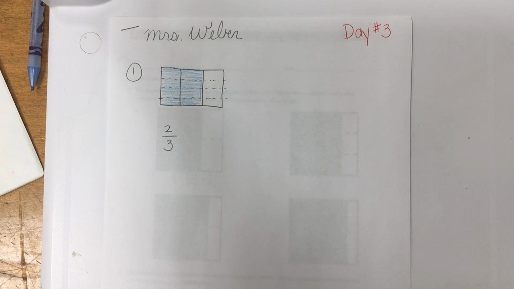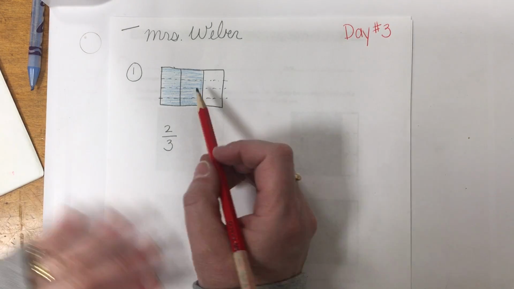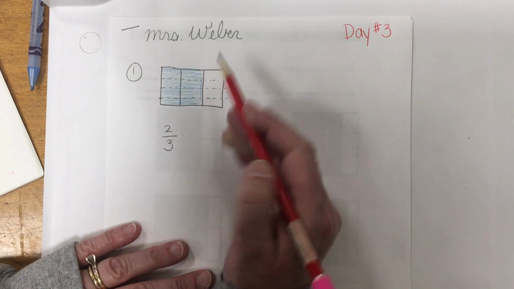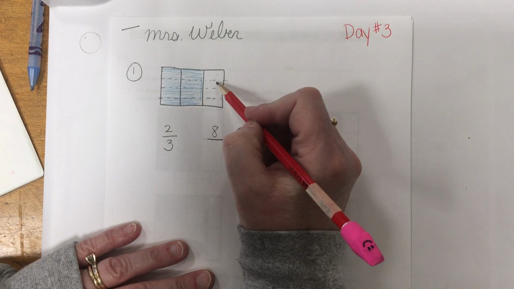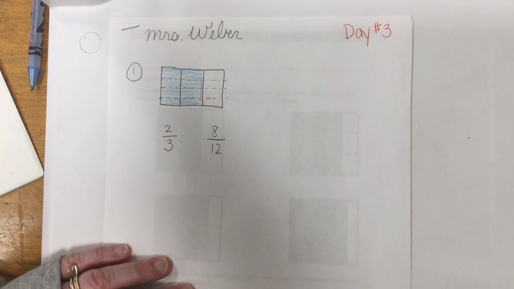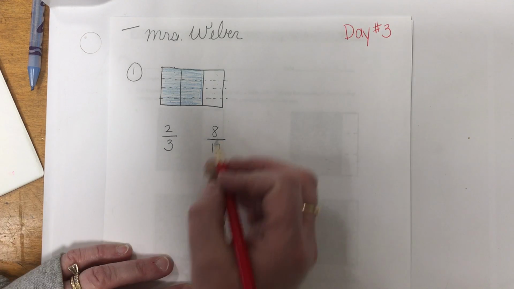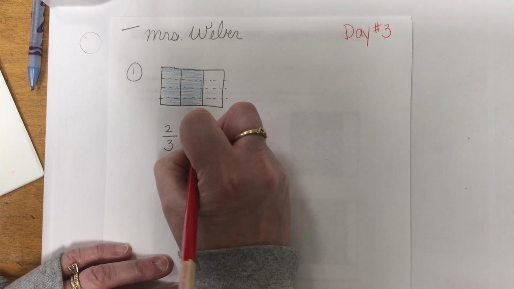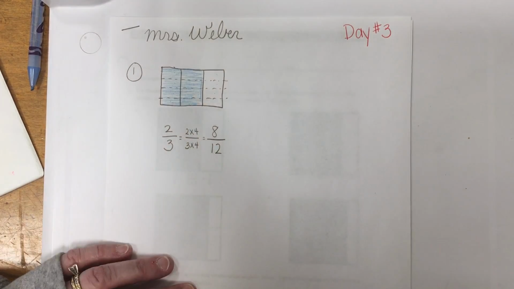So how could we represent an equivalent fraction? Well, we started with 2/3. Now we have 8 shaded out of 12. We could show how we did this by using multiplication. And we could multiply the numerator and the denominator by 4. So what I do is take 2 times 4, and I take 3 times 4.